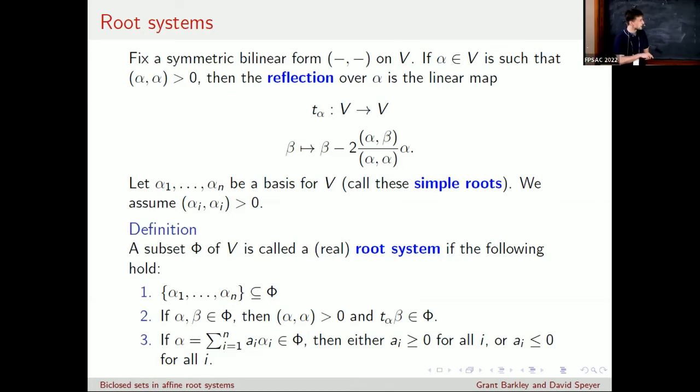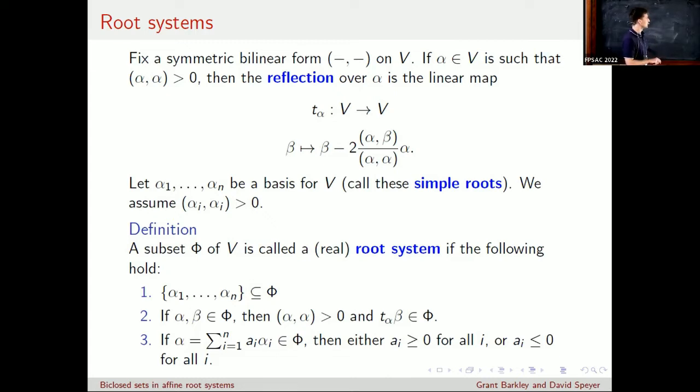Because of that, you might have vectors where this quantity, alpha paired with alpha, is actually 0. So this thing in the denominator could be 0. So we're just going to disallow that. We're not going to look at any reflections over vectors where this is 0. We're not even going to look at reflections over things unless the pairing of alpha and alpha is positive. So whenever we see a reflection over a vector, that vector paired with itself should be positive. Okay, so this is some linear map we can define given a vector.